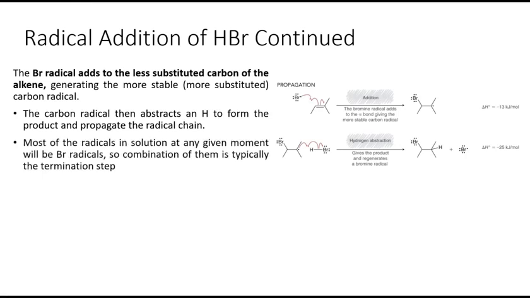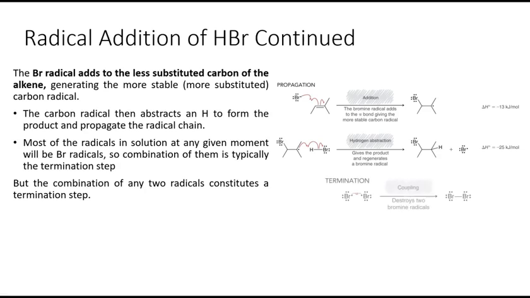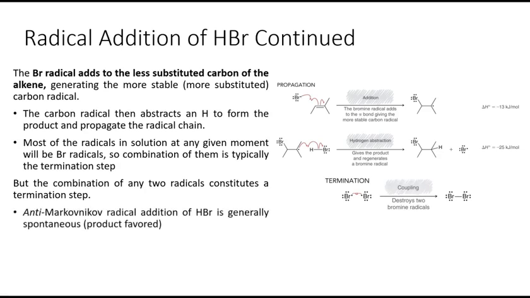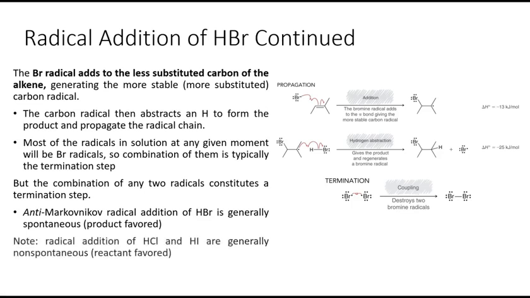Most of the radicals in solution at any given moment will be Br radicals, so combination of them is typically the termination step. But the combination of any two radicals still makes a termination step. We can have coupling of two Br radicals, and we can also have coupling of two other radicals. Anti-Markovnikov radical addition of HBr is generally spontaneous, or the product is favored. Note that the radical addition of HCl and HI are generally non-spontaneous, and the reactant is favored.